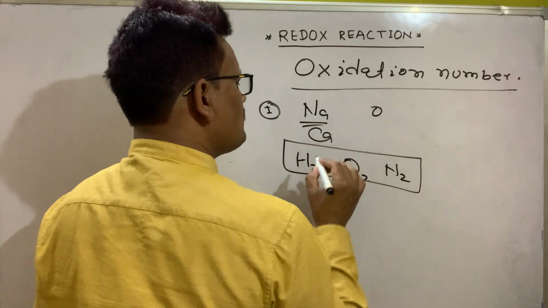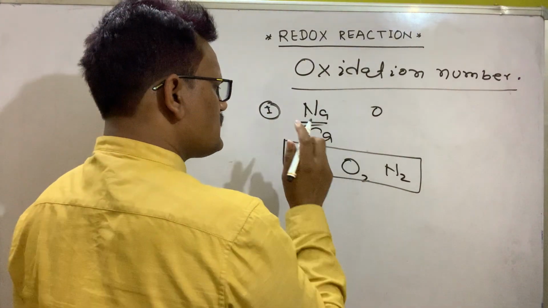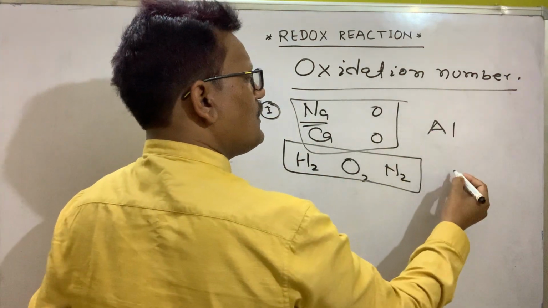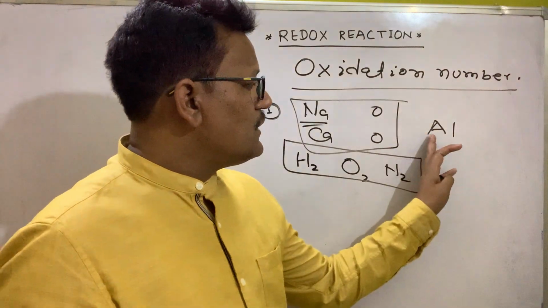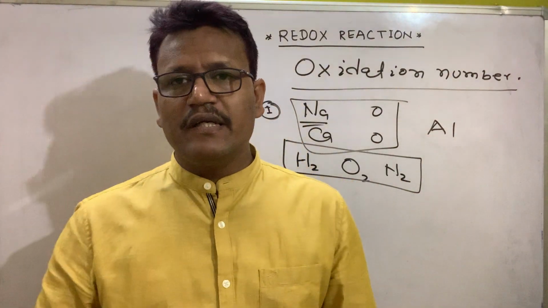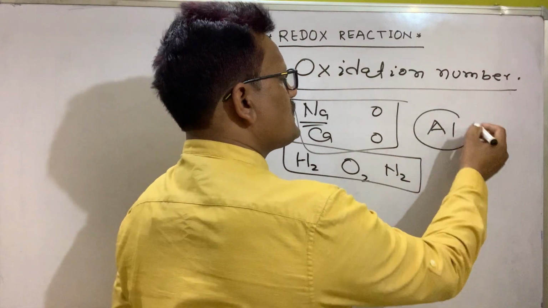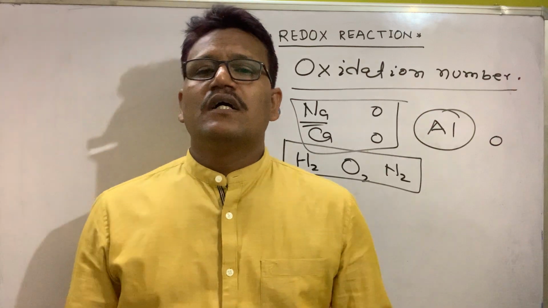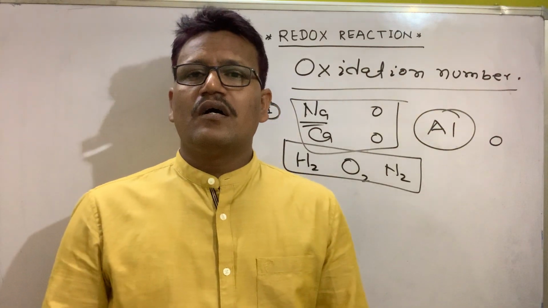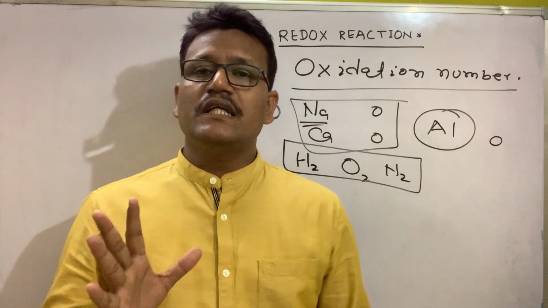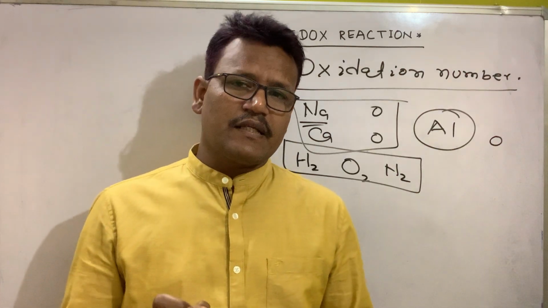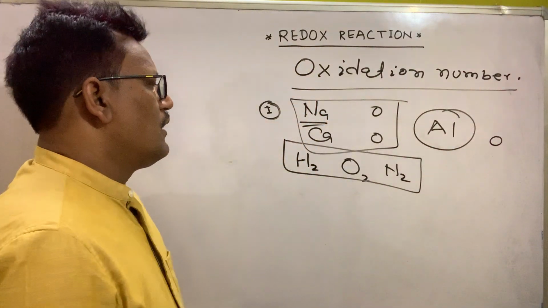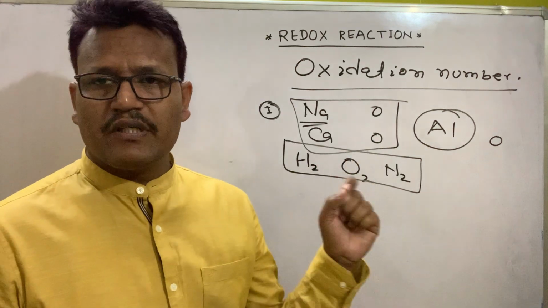Similarly, if calcium is in pre-state, its oxidation number would be 0. If aluminium is alone, it's not combined with another element, so its oxidation number will be 0. So the most important line we have to remember: the oxidation number of an element or an atom in pre-state or self-combined state must be 0. This is our first point that we have to remember.